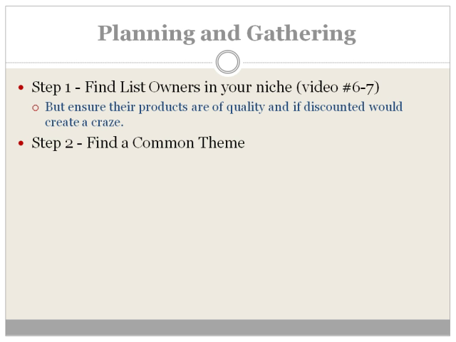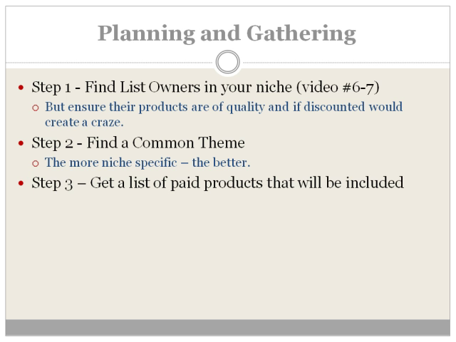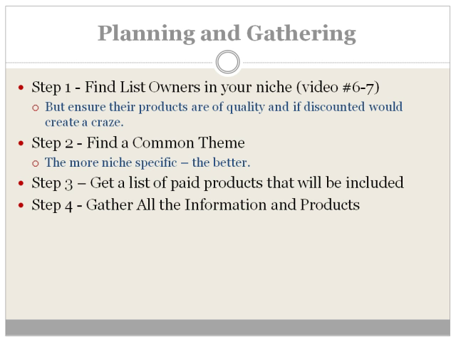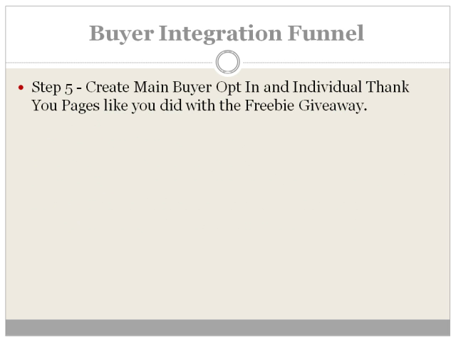Step number 2, you want to find a common theme, like I said earlier, and the more niche specific the better. And step number 3, you want to get a list of paid products that will be included. And of course, step number 4, gather all the information, the products, so that you can put them onto the opt-in page. And step number 5, you're going to create a main buyer opt-in page and individual thank you pages like you did with the freebie giveaway page.